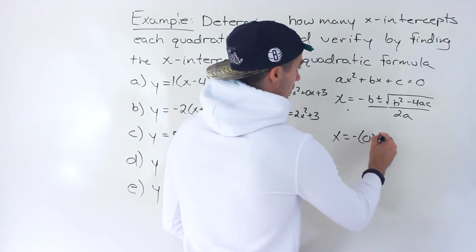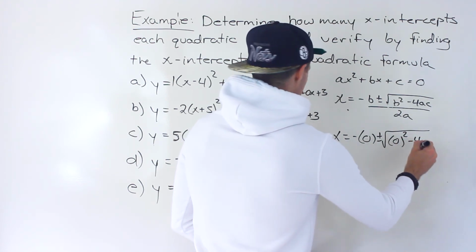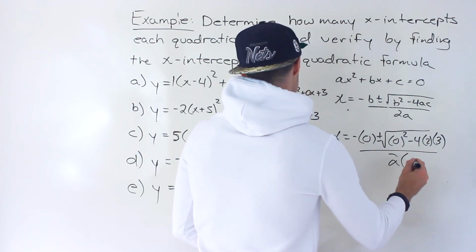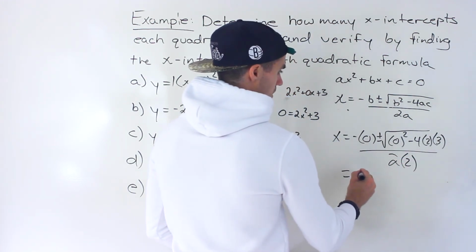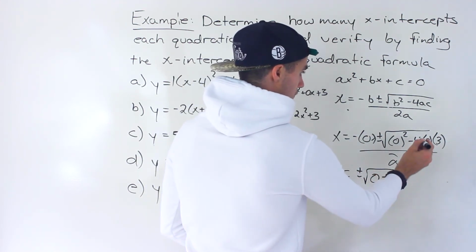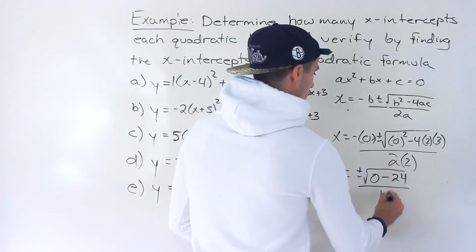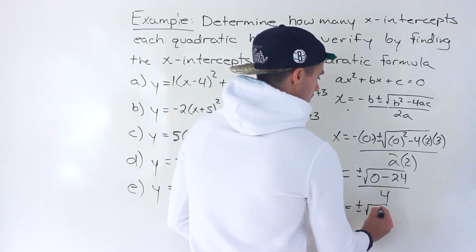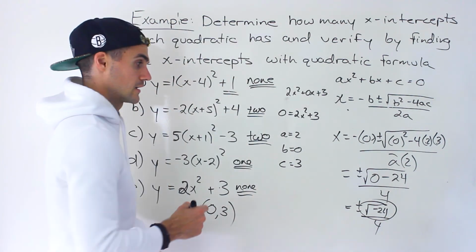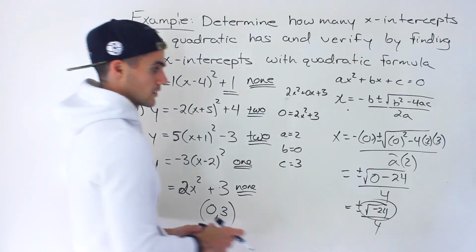Plugging these parameters into here, we'll have negative 0 plus or minus the square root of b squared, which is 0, minus 4 times the a value of 2 times the c value of 3, all over 2 times the a value of 2, which would be 4. So we'll have plus or minus root of 0 minus 4 times 2 times 3, which would give us 24, all over 4. Well, notice what happens. We get negative 24 under the square root. And you can't square root a negative number. So from there, we know there's no solutions to this quadratic equation, right?